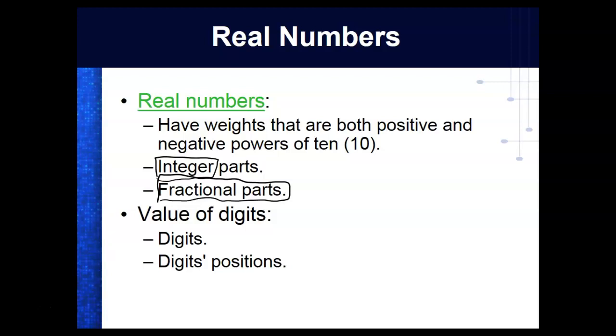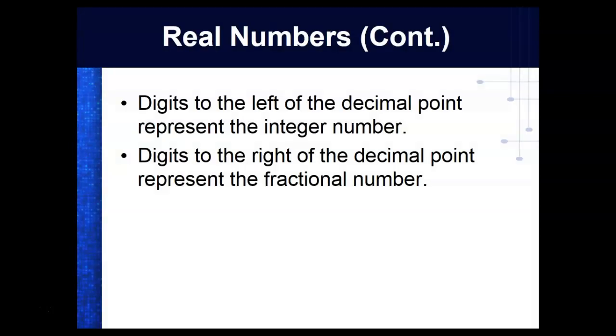Then we have signed integers, which means they can go negative or positive. And then we have unsigned integers, which would be, I think in math you call those absolute values. But real numbers are going to have both a fractional and an integer portion. Allen-Bradley refers to these as floating point numbers. Digits to the left of the decimal point represent integer numbers. Digits to the right of the decimal point represent fractional numbers.